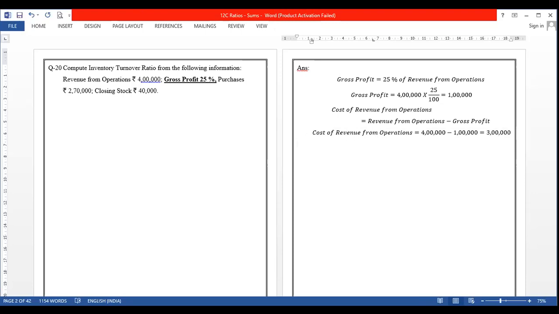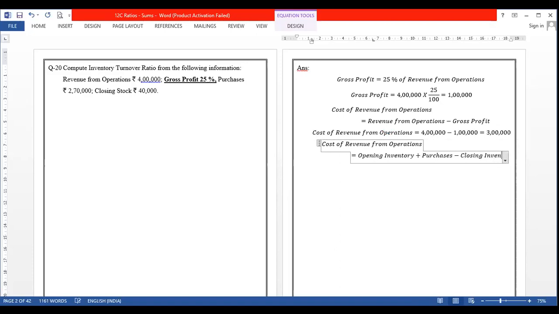Now for average inventory, I need to have opening and closing. Closing is given to me, but opening is not there. Do I have any hint through which I can calculate the opening inventory? Sir, we have the formula that cost of revenue from operations is equal to opening stock plus purchases minus closing stock. Very good. I need to apply that formula. Opening inventory plus purchases, and this purchases is always net, minus closing inventory. Cost of revenue from operations is 3 lakh rupees.